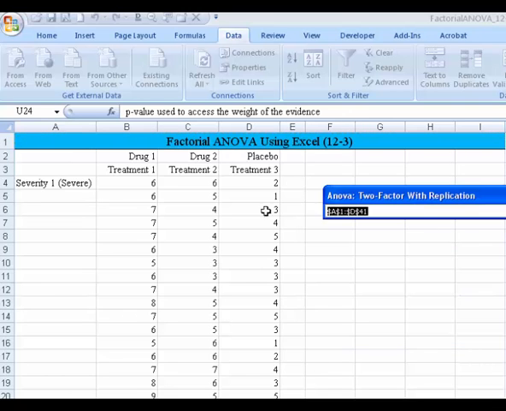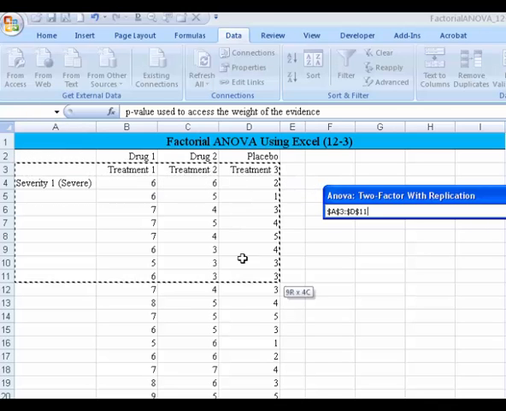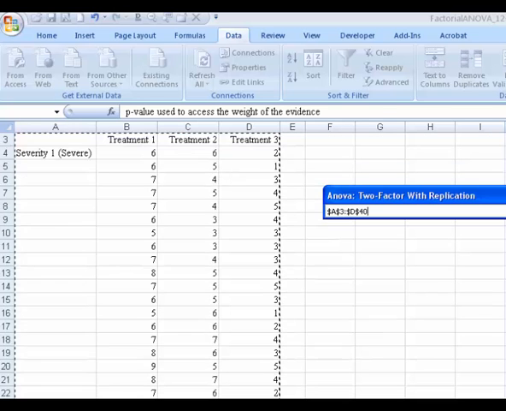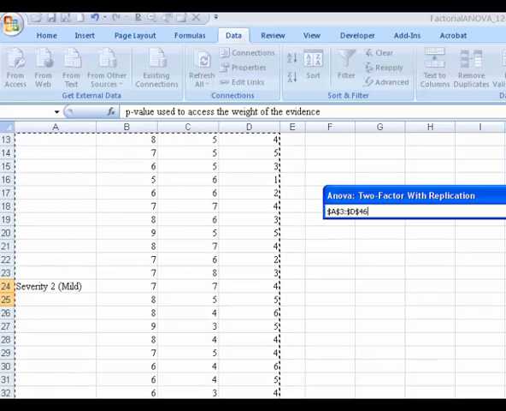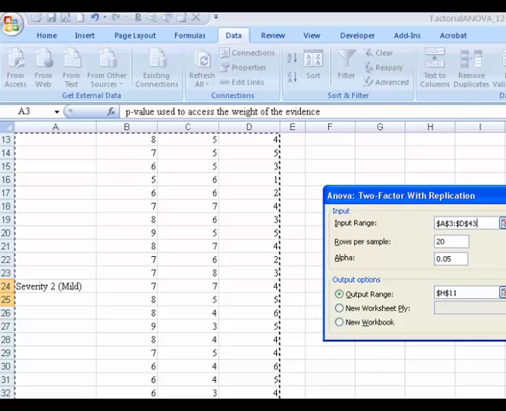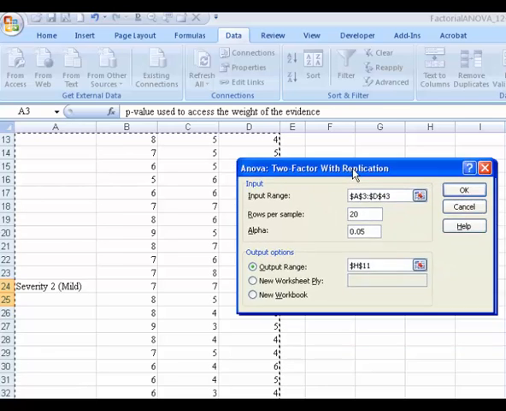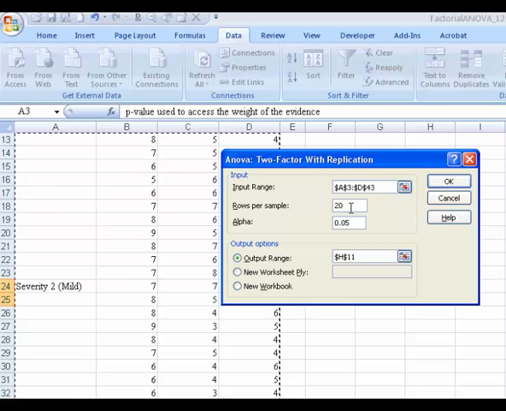The input range should go actually from right here, I just added row 2 as a label, all the way down to the last data point. Now, I'm not going to slide and show you that, but it goes down to the last row where I have data. Okay, and I'll put this back on the screen. There's 20 rows per sample, and we'll leave the alpha at 0.5.